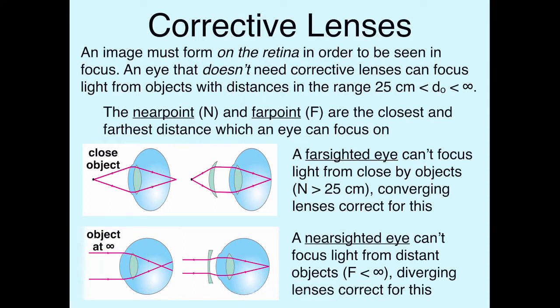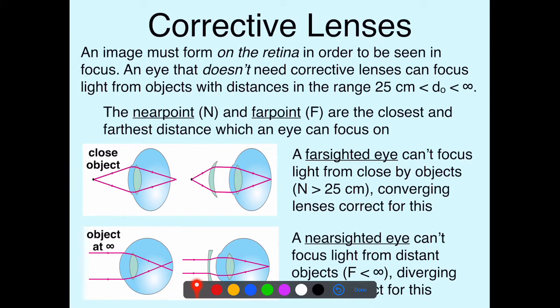Okay? If your eye is farsighted, on the other hand, that means your eye can't actually focus light from objects that are close by. In other words, the near point is greater than 25 centimeters if you have a farsighted eye. So to correct for that, you need a converging lens. So here's what's going on. Light rays come into your eye from a close by object, and when your lens focuses those rays, they're supposed to converge on the retina, but they don't. Okay, they actually converge at a point that would be further away than your retina.